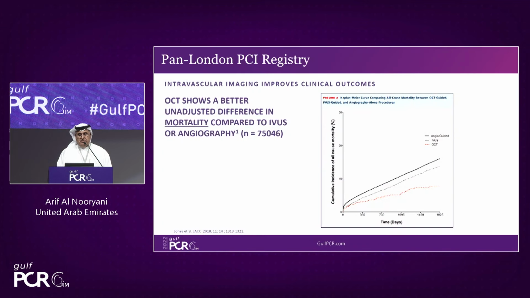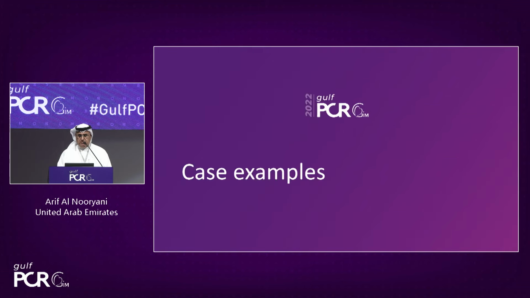Now, IVUS versus OCT, the difference, the superiority. Most of the trials conducted showed non-inferiority in the beginning of IVUS versus OCT. And then there is one, the Pan-London PCI registry, that showed OCT had a better unadjusted difference in mortality compared to IVUS or angiography, and that included more than 75,000 patients.